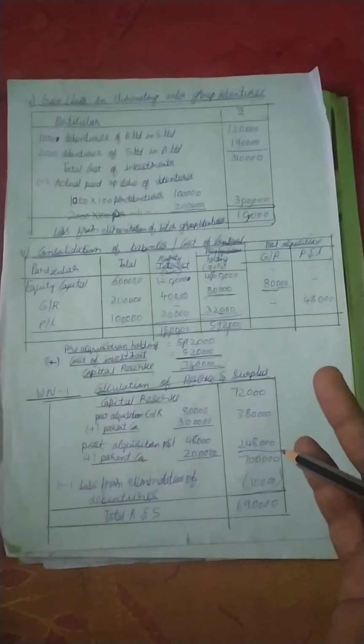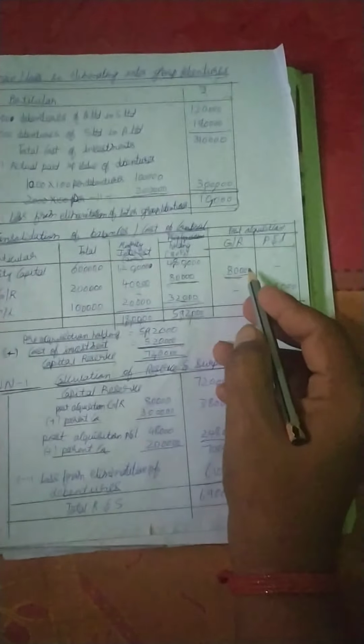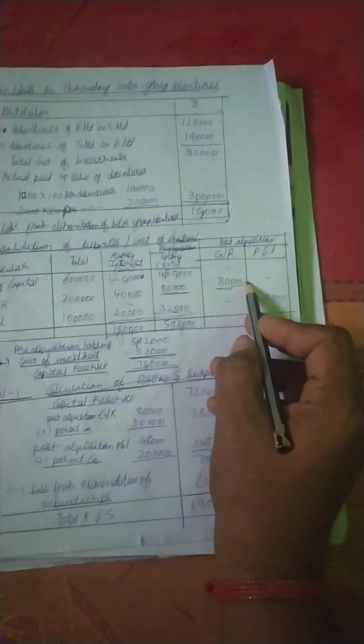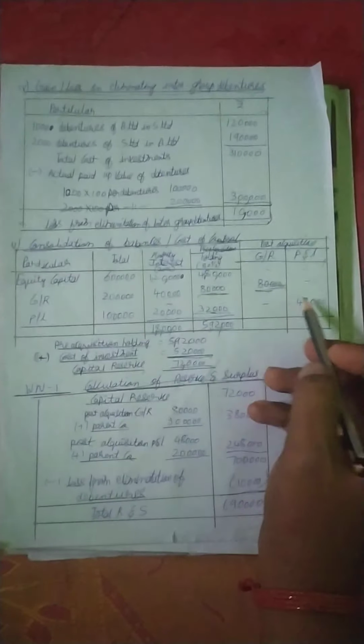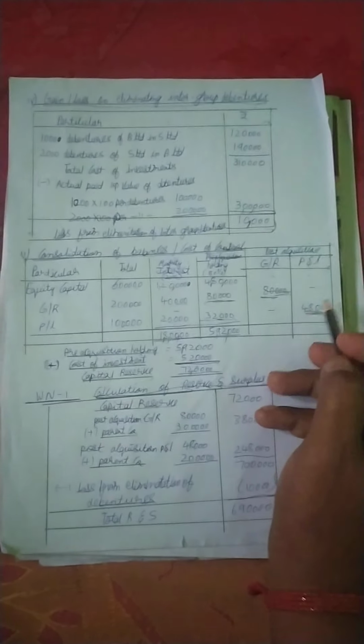yes, the company's general reserve is 3 lakh and profit and loss is 2 lakhs. This should be taken into adjustment, and plus for post acquisition. Then we will be getting the reserves and surplus for both the companies, because here the post acquisition profit of general reserve and capital profit and loss is 80,000, 48,000. This should be added up for S Company Limited consolidated statement.